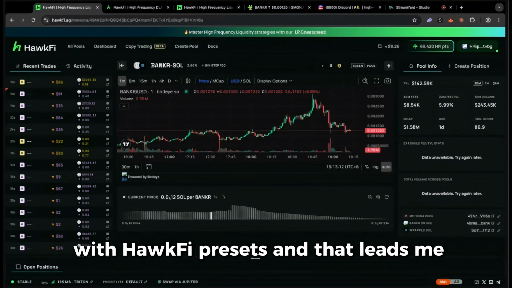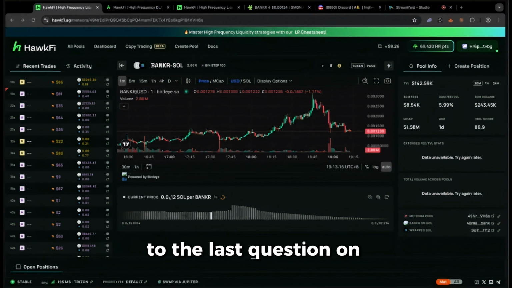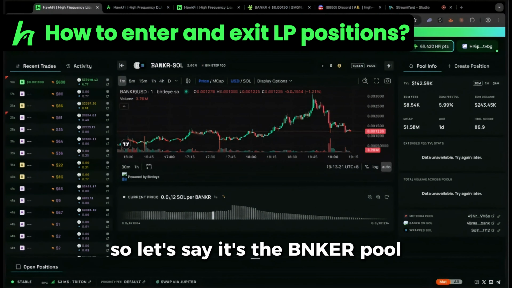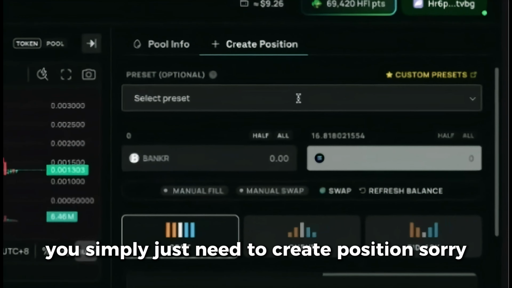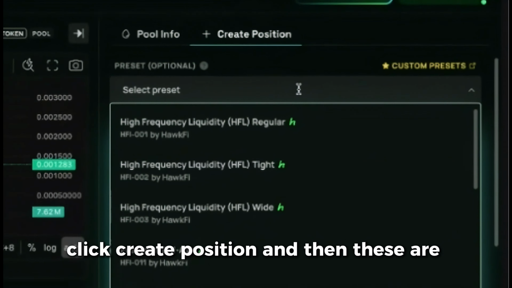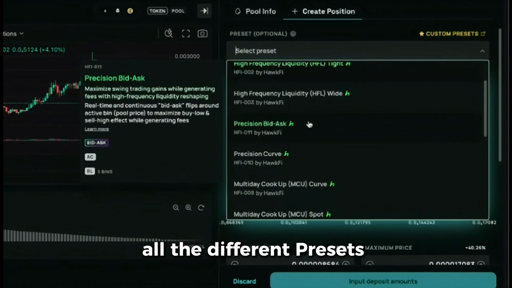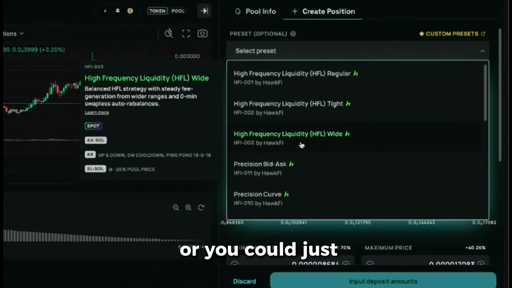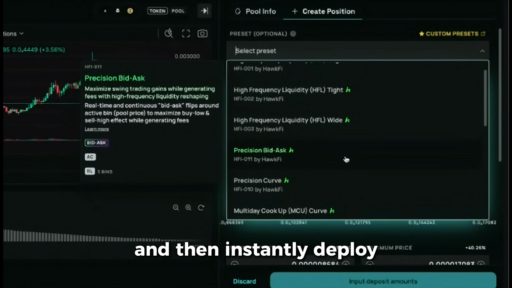And that leads me to the last question on how to enter and exit LP positions. So let's say it's the banker pool. You simply just need to click create position. And then these are all the different presets that you saw in the docs earlier, which you could read through, or you could just look at the summary over here and then instantly deploy.